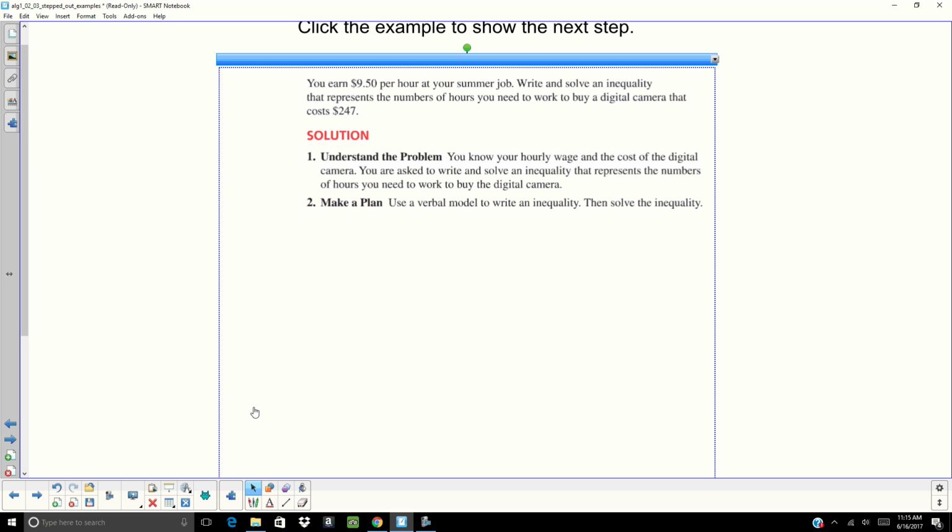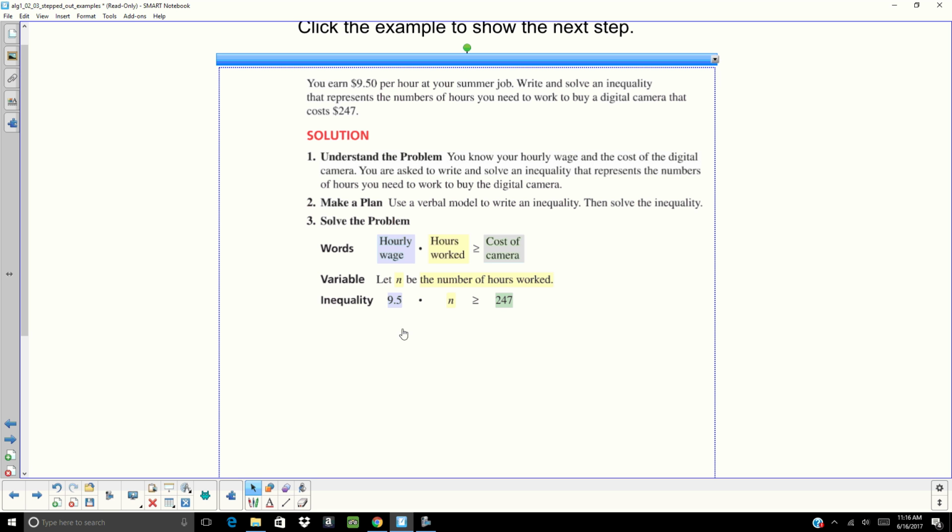So our plan, we're going to use a verbal model to write an inequality. Then we're going to solve that inequality. So our hourly wage times the number of hours worked has to be greater than or equal to the cost of the camera, because we can make extra money. We just want to make enough money to cover the cost of that camera. And n is going to be the number of hours worked. So 9.5 times n has to be greater than or equal to 247.